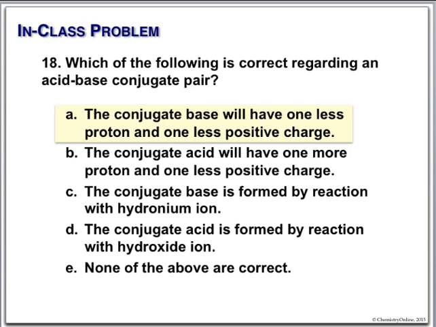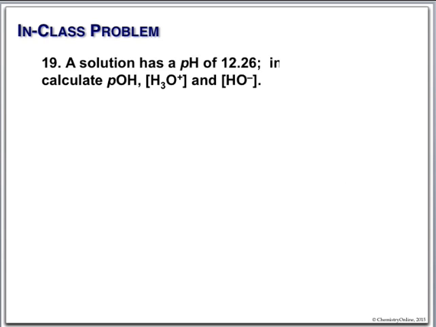Now comes the question that everybody's going to hate on the exam. But get yourself geared up because you can do this. Here we have a solution with a pH of 12.26. Calculate pOH, hydronium, and hydroxide ion concentrations. For this, please make sure you bring your calculator with you because you will have to do logarithms and whatever in order to solve this problem. All right, let's get over our panic.